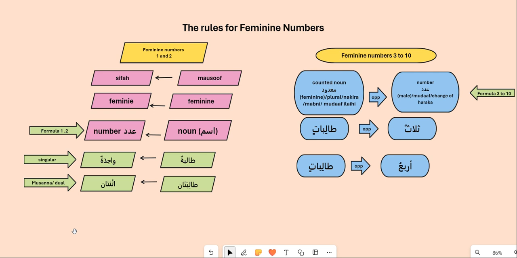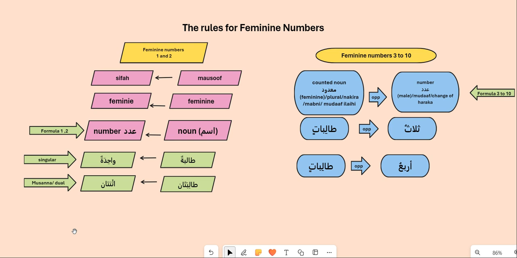This is lesson number 20, and now I am going to do the numbers, especially when they are related to the feminine counted nouns. Those of you who are new, or who haven't watched the previous lessons, for example lesson number 19, which is full of the number rules on 1 and 2 and 3 to 10: if you haven't watched the number rules on 1 to 10, you can go back and watch lesson number 19. It has all the rules regarding 1 and 2 separately and 3 to 10 separately.